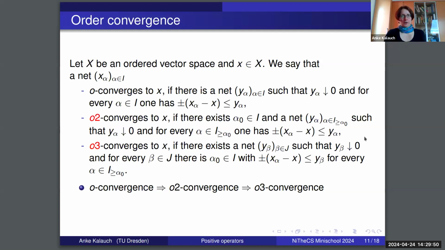And in the old Russian literature, there was another convergence given by different authors, Wulich for example. It's called here O3 convergence. And they said, let's give even more freedom. Here the index set of the y_alpha doesn't matter. The rest is the same: it should be a decreasing net to 0. But for every beta in the index set of this second net, there should be an alpha_0 such that we have this property for every alpha from this alpha_0 on. So there were different concepts, and they are related. From O convergence, we get O2, and from O2, we get O3.